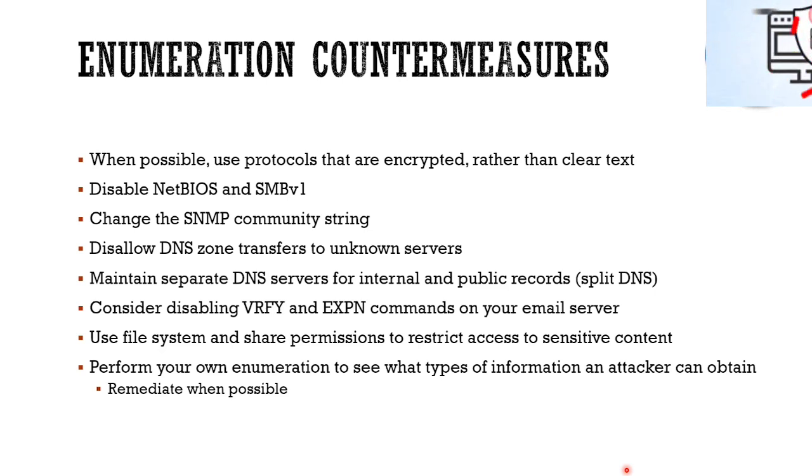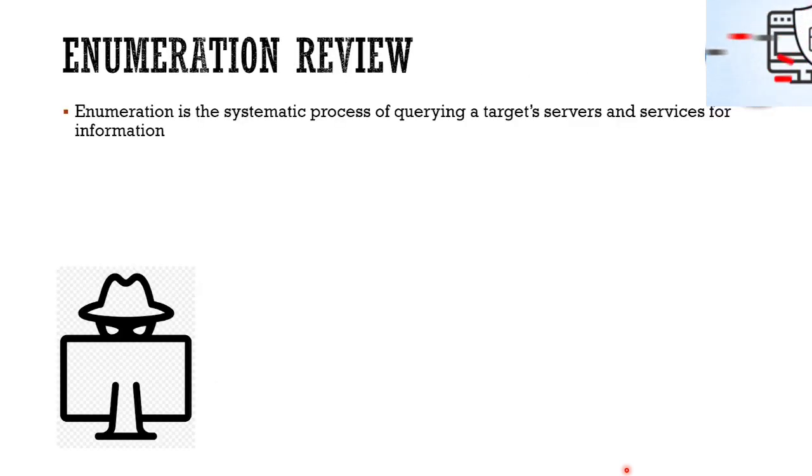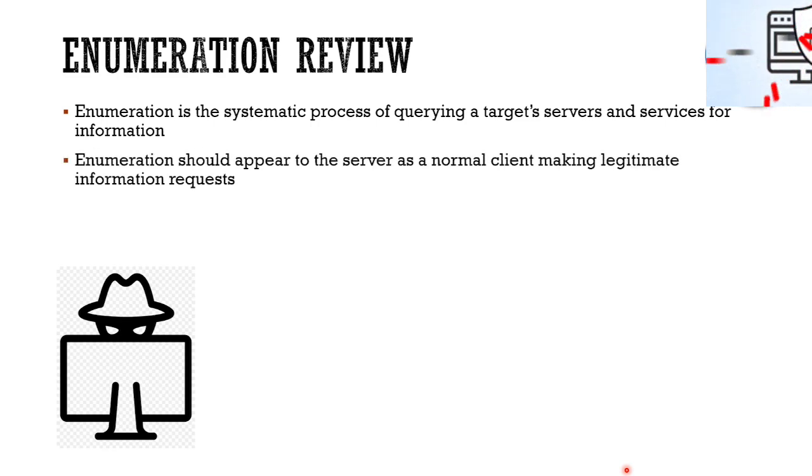That's just one example. Let's review the key points. Enumeration is a systematic process of querying devices and systems and servers for information, more than just port scanning. We want information from that system. The key is that it looks like a normal client request. It does not look out of the ordinary. Even if you're using special tools, from the target's perspective, it looks like just legitimate client requests for information. Nothing to arouse any alarms.